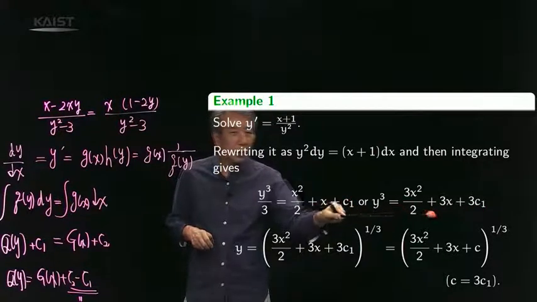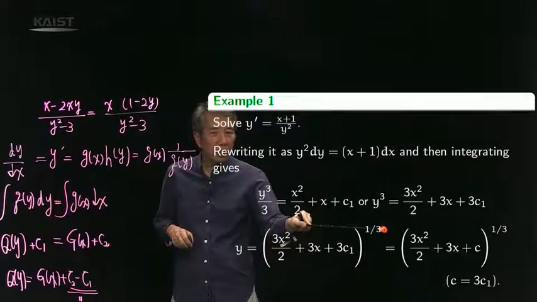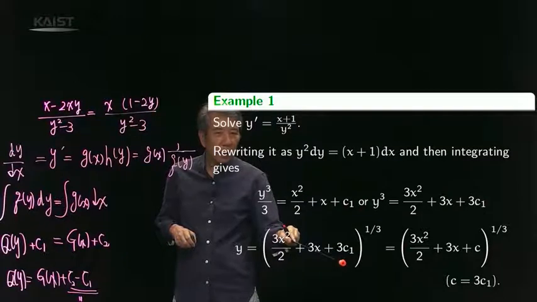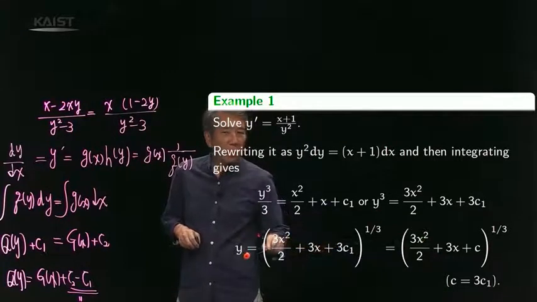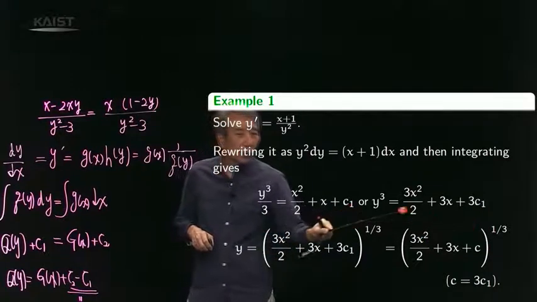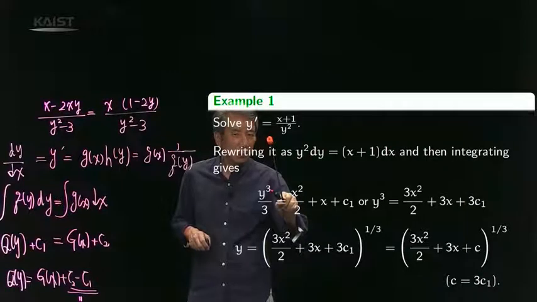So you can solve this equation even for y. So y is equal to the cube root of 3 times x squared over 2 plus 3x plus 3 times c1. Where c1 is an arbitrary constant, then 3 times c1 is another arbitrary constant, which we may call c. So finally we get y is equal to the cube root of 3x squared over 2 plus 3x plus c. This is a general solution of the given differential equation. It's a very simple process.